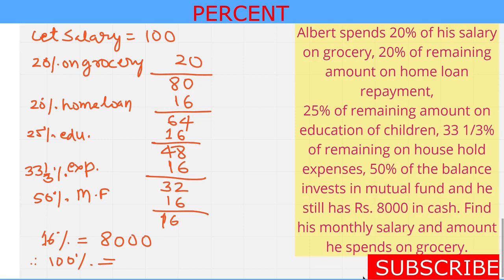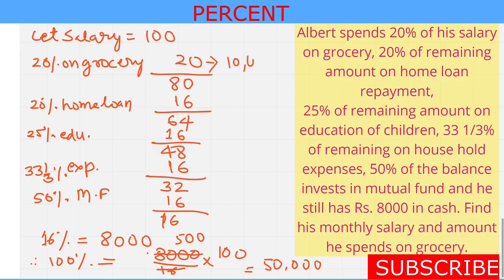100% is equal to 8,000 divided by 16 multiplied by 100. 16 divides 8,000 for 500 times. So his salary is 500 multiplied by 100, which is 50,000. Now 20% of this amount is spent on grocery, and 20% of 50,000 is 1/5 of 50,000, which is 10,000. So he spends 10,000 on grocery.